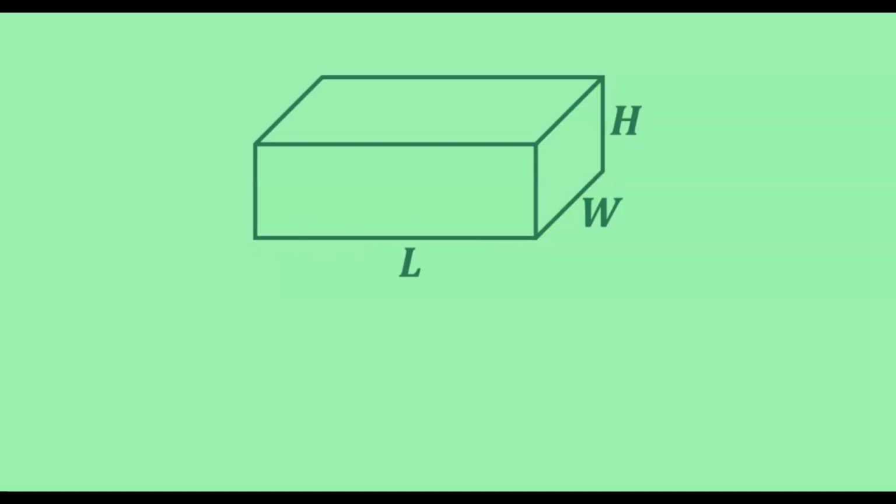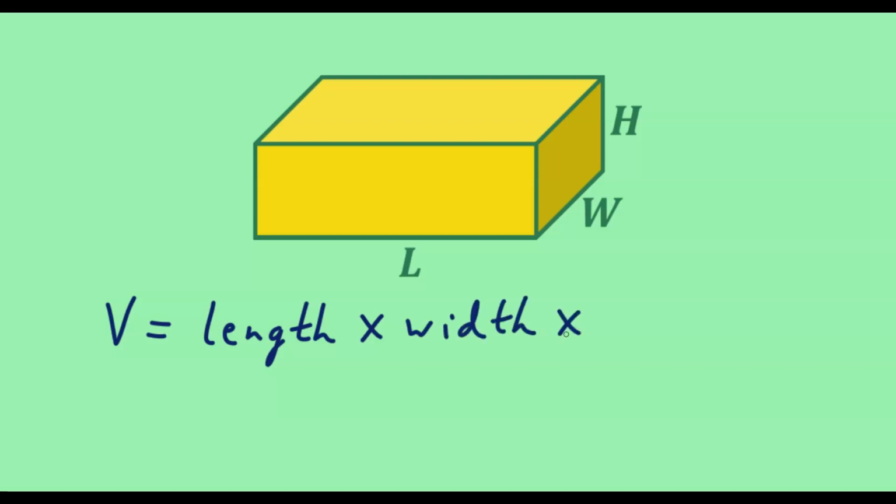Now what we want to determine is the volume of this rectangular prism. That is, we want to know the amount of space which is occupied by this rectangular prism. And what is the formula for that? The volume is given by the length times the width times the height. What does that mean? That means that the volume is equal to L times W times H.